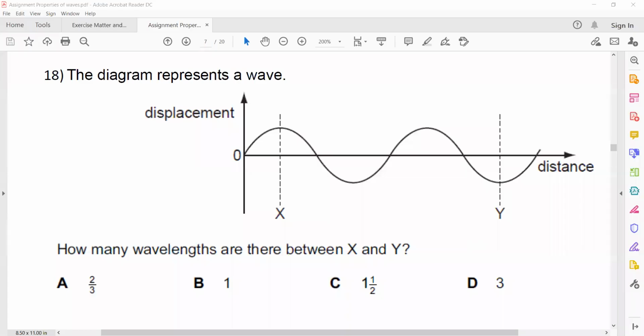So when you are measuring a wavelength, the wavelength is a horizontal distance between two fixed points. Horizontal distance, like from one crest to another crest, is one wavelength. Then from crest to trough, that's half a wavelength. So that's why the total is 1.5 wavelengths.